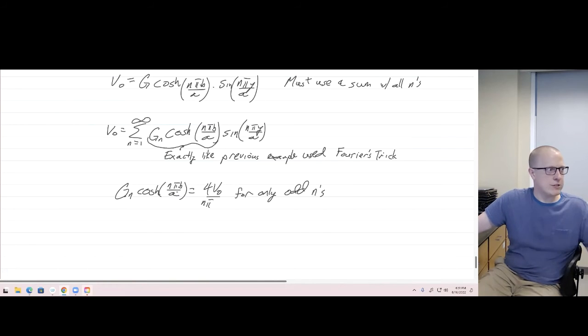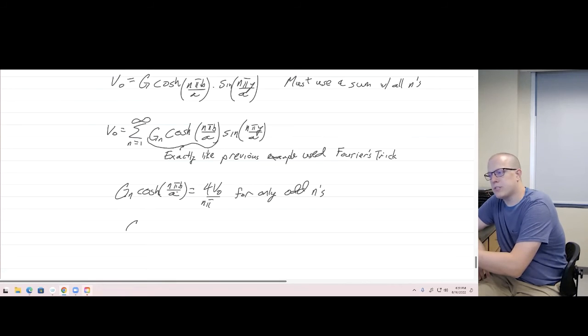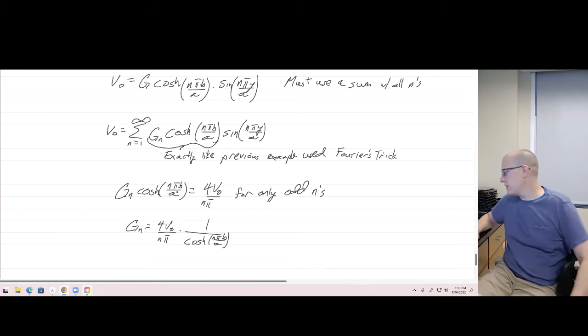Now we just have this extra constant bit that's out front. And so now we can solve for Gn here and say Gn is 4 V naught over n pi times 1 over cosh. Because this is a b in here, it's not an x. It's an ugly constant, but it's just a constant that we drag along the way here.